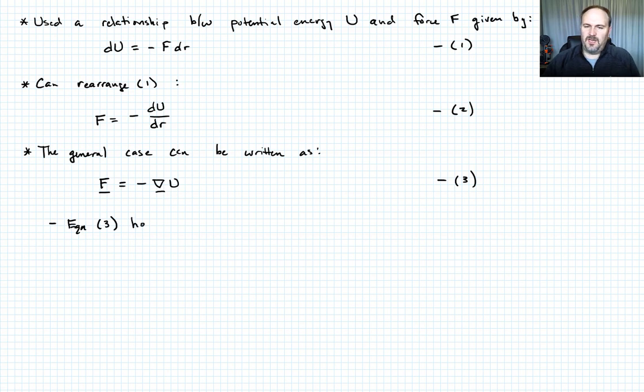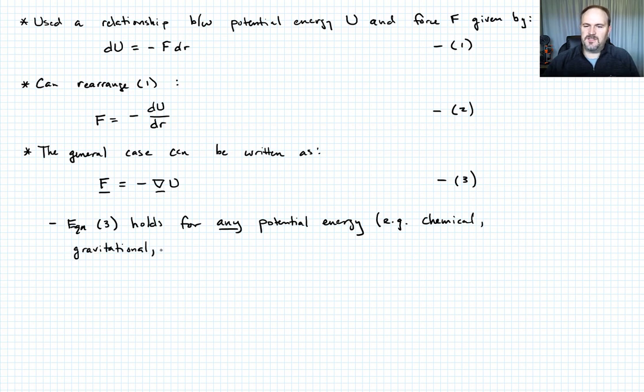And to note here, equation 3 holds for any potential energy. For example, it could just be a chemical bond potential like we have here, but it could be gravitational, etc. Regardless of where the potential energy comes from, the force is the negative spatial gradient of the potential energy, and that relationship holds. So if we can compute the potential energy and compute how that might change spatially, we can compute the entire force field.